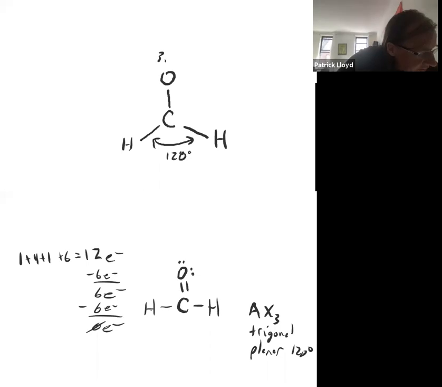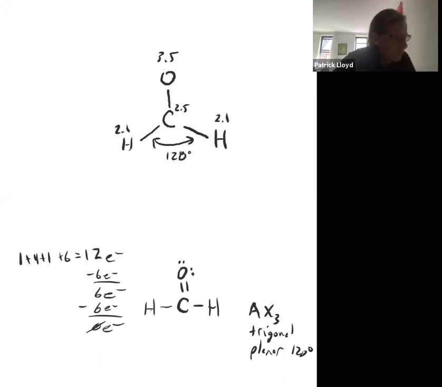This one's 3.5, this one's 2.5, this one's 2.1, and this one's 2.1, right? So let's draw the vectors in. We've got a vector that's kind of small, right? Because that's not a very big difference, 2.1 and 2.5. So it's a little polar, right? That's a slightly polar bond. Same thing with this one. It's a little bit polar.